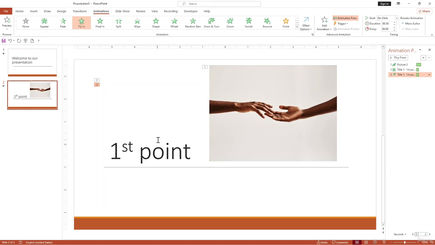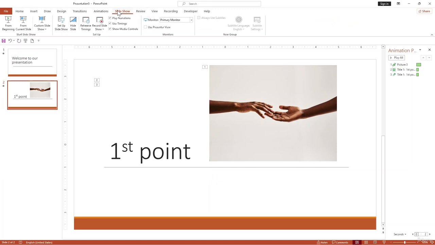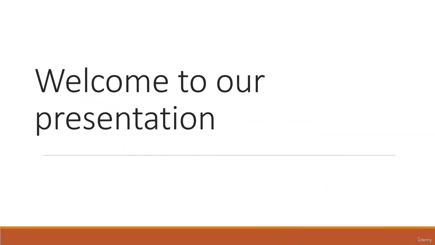Okay, so now that we have set up our animations and also transitions, let's show with the slideshow how it will come up with the transitions and animations. Okay, so go to the slideshow, use the from beginning, and that's great. So here we have now this one, and we have just made the animation and also the transition, so it comes up like this with the transitions and animations.